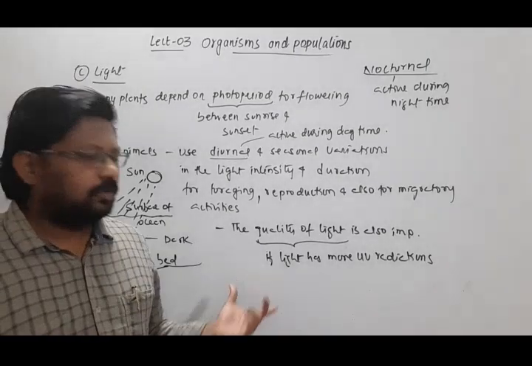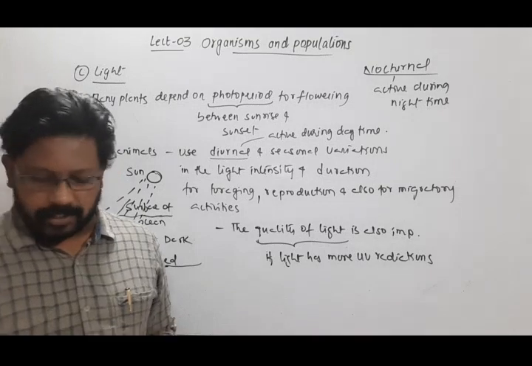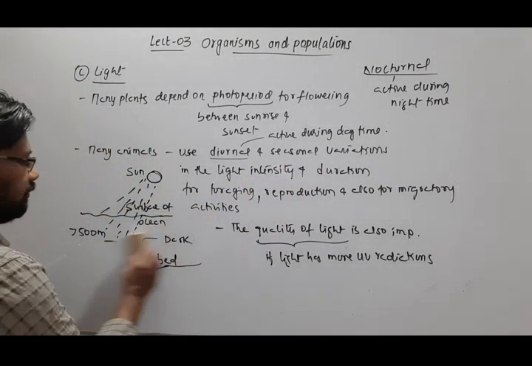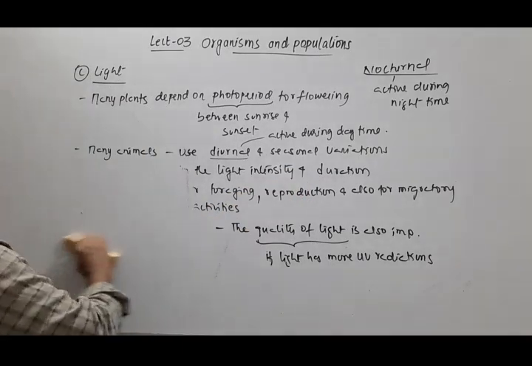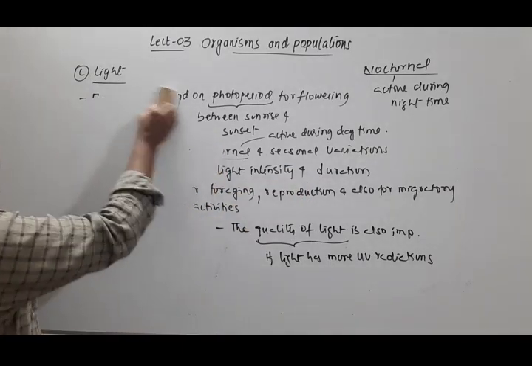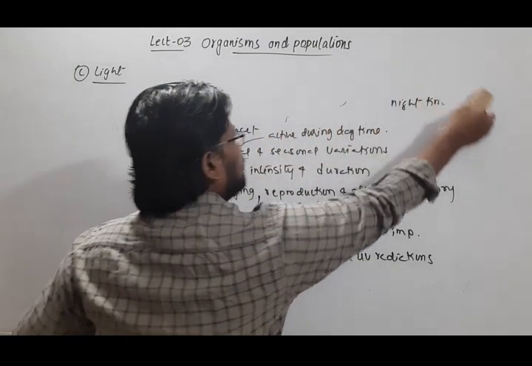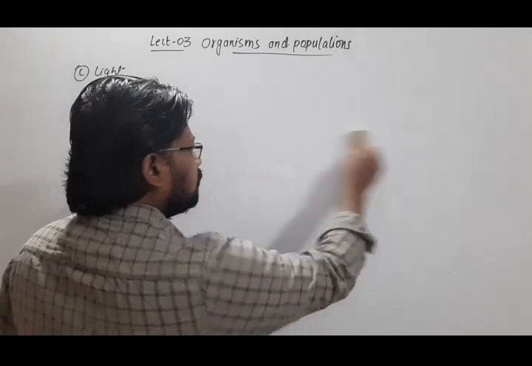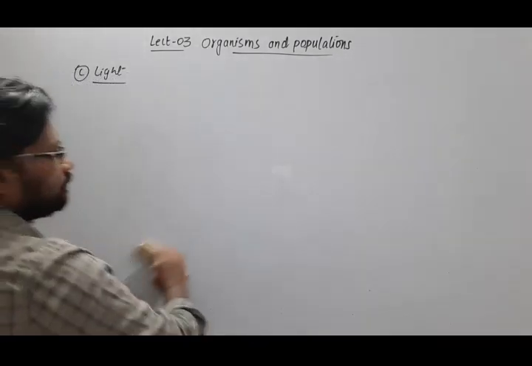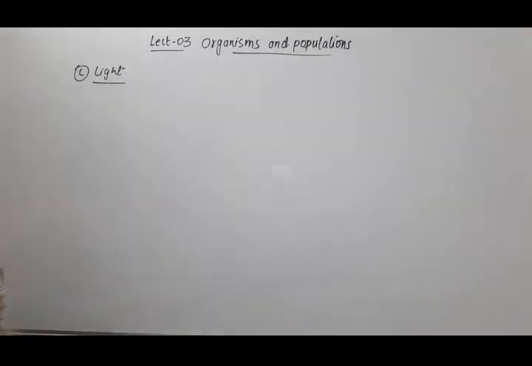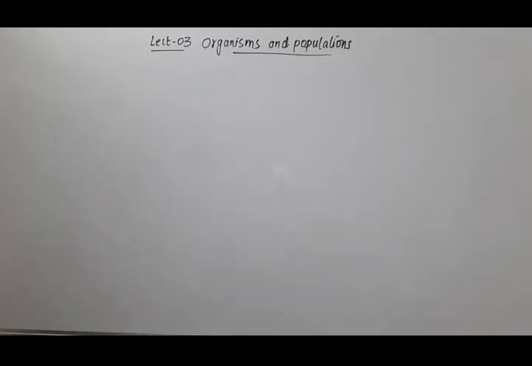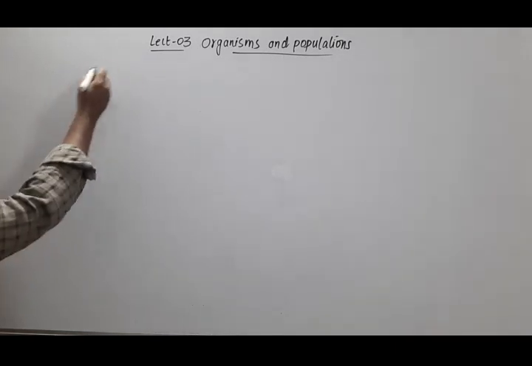And of course these UV radiations are mostly filtered by the atmospheric gases, but sometimes the UV radiation still passes down and can cause damage to the organisms. So that's all about the light, which is a very important abiotic factor. The next one we shall see is soil.